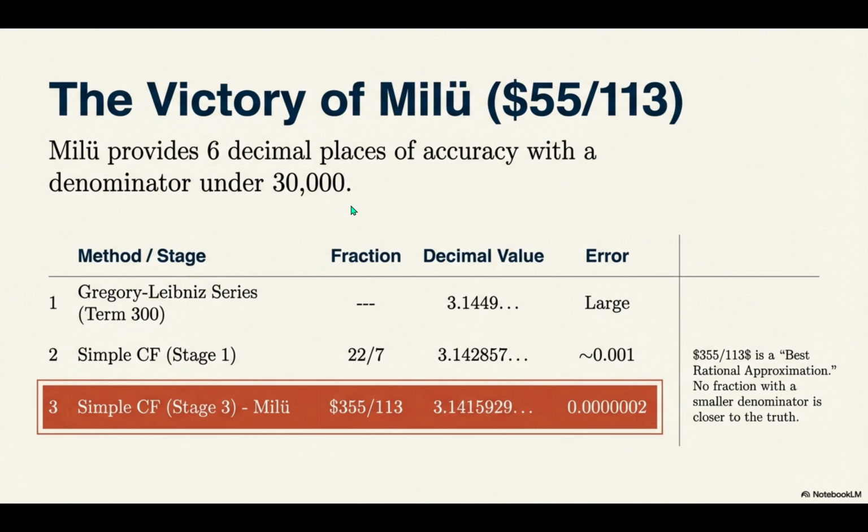That is wild. The notes compare this to the Gregory-Leibniz series, which is a standard sum used to calculate pi. Oh, the Gregory-Leibniz series is painfully slow. Just painfully. To get the same accuracy that Milu gives you instantly, those 6 decimal places, you would need to add up hundreds of thousands of terms. So the ratio is exponentially faster than the sum. It's not even close. It's the difference between walking to the moon and taking a warp drive.